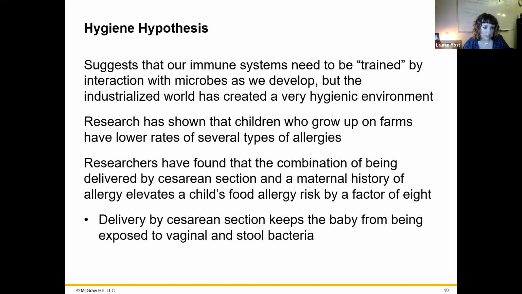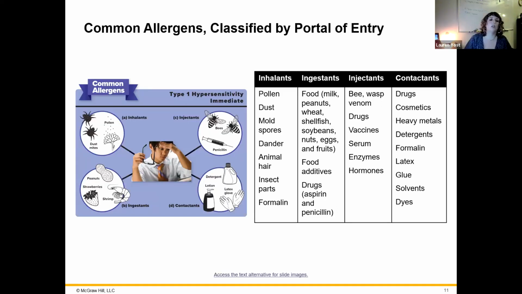And they believe this is because, according to this theory, the baby would not be exposed to the vaginal and the stool bacteria that it normally would be due to vaginal birth. That's what their theory is.